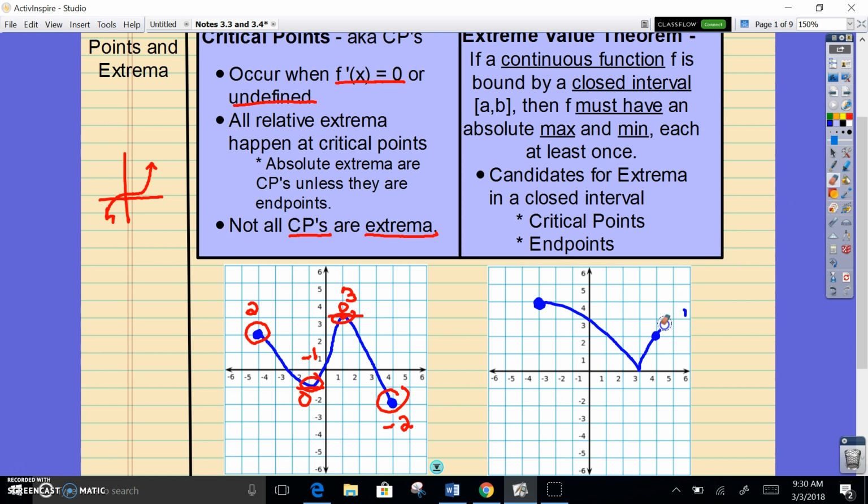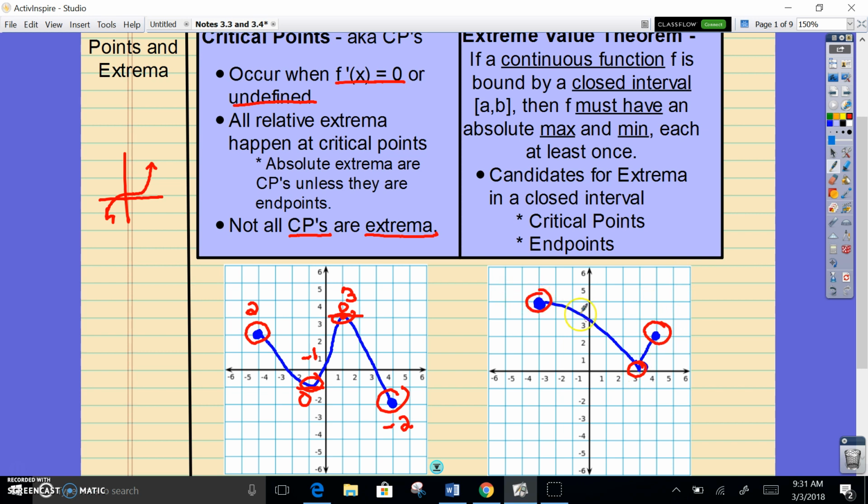Now the theorem says, hey, this function's continuous, doesn't have any gaps, jumps, or asymptotes, and it has a closed interval. It's going from -3 all the way to +4. So in this particular case, we're going to have an absolute max and absolute min. What we have to check are the CPs, which happen right where the derivative is undefined or 0, so it happened here. But we also have to check the endpoints now.